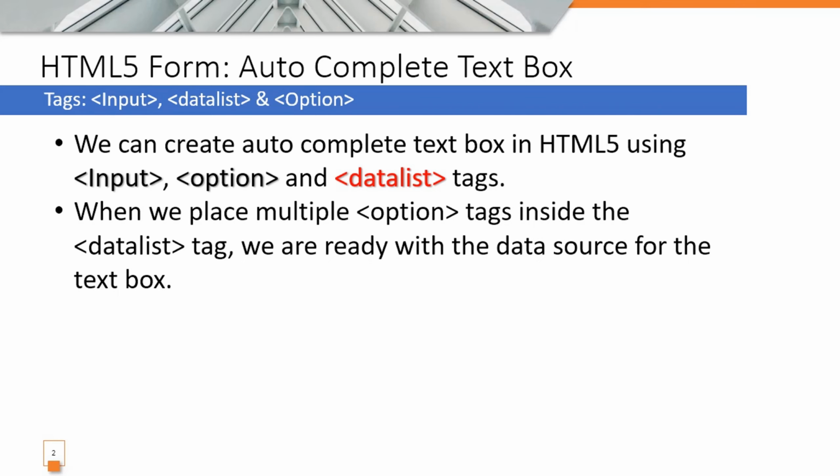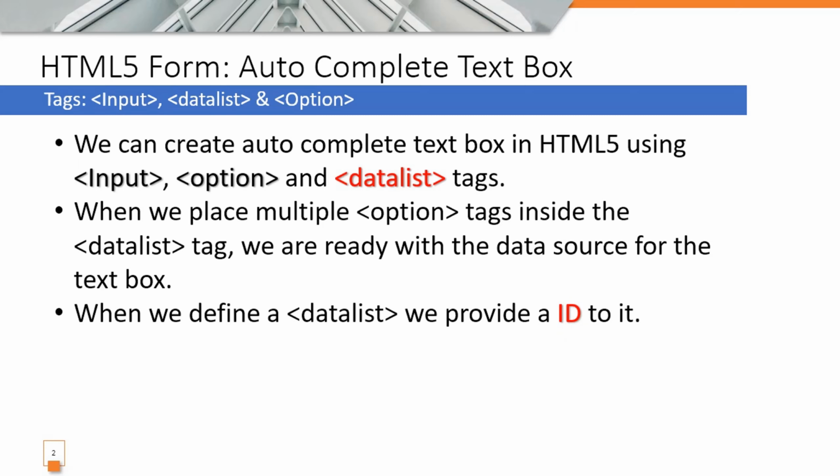When we place multiple option tags inside the datalist tag, we are ready with a data source for the text box. So this is how we create a data source. We place multiple option tags inside the datalist. Then we link this datalist to our input control of type text.